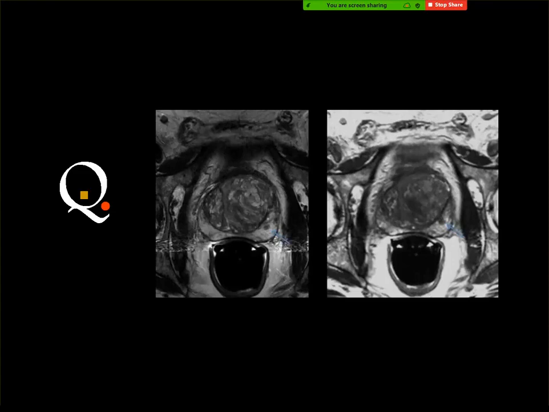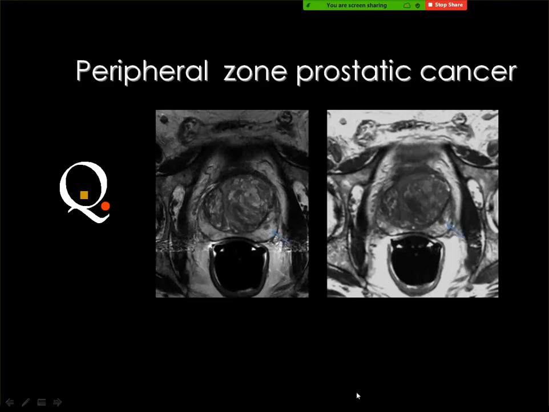Prostatic cancer at the peripheral zone. Left or right? Left side, yes. This is the low signal focus in the peripheral zone on the left side contained within the prostatic capsule. This is prostatic cancer. What about this? Benign prostatic hyperplasia. Very good.